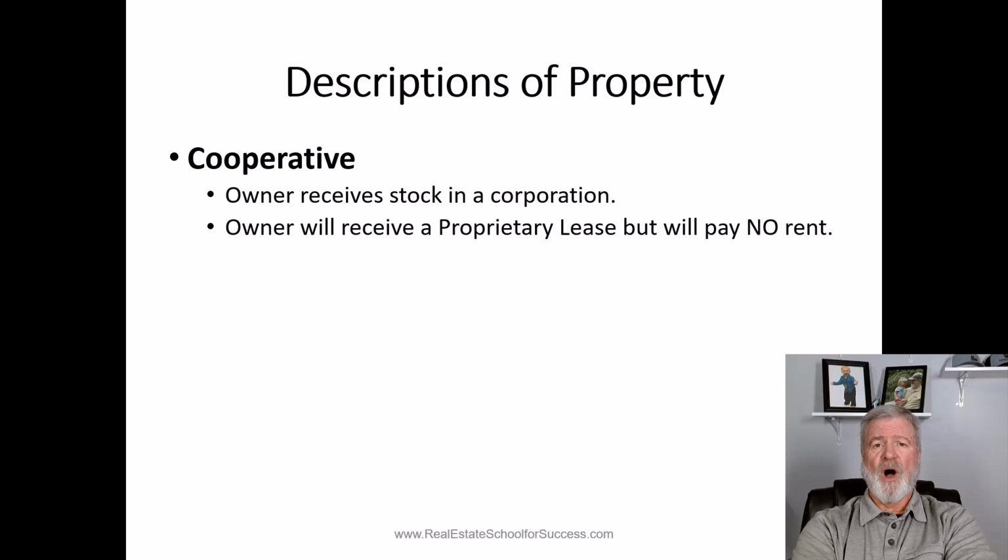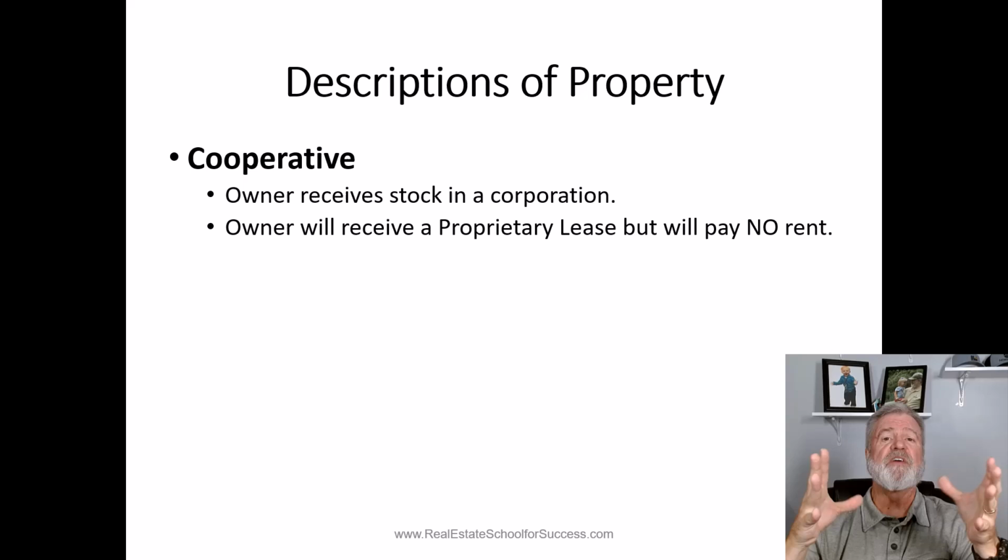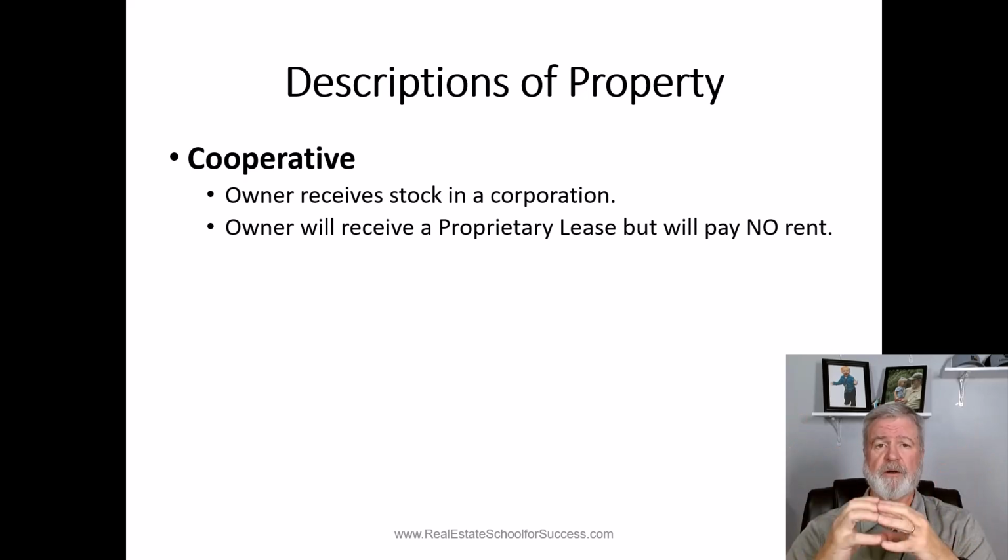But when you buy a co-op, what you're actually buying is stock in the corporation. So the entire building, let's say there's 50 units total in the building, multiple floors, the whole building is the co-op. That's the cooperative. Well, when you buy stock in the co-op, you're going to receive what they call a proprietary lease. Now, I would remember that term, proprietary lease. Well, what does that mean?